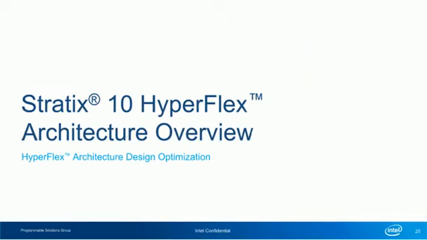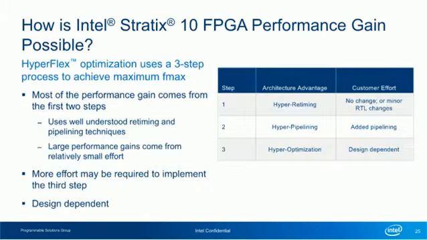Now that I've covered all of the architectural information, I will talk about how you can target Stratix 10 with your design flow. To extract the most benefit from the HyperFlex architecture, Intel FPGA has defined a three-step process you can follow consisting of hyper-retiming, hyper-pipelining, and hyper-optimization. Depending on how your design is coded or structured, significant performance improvement is possible in any of the steps. But in general, as you move from one step to the next, the performance of your design grows as well as the design effort to implement that step.